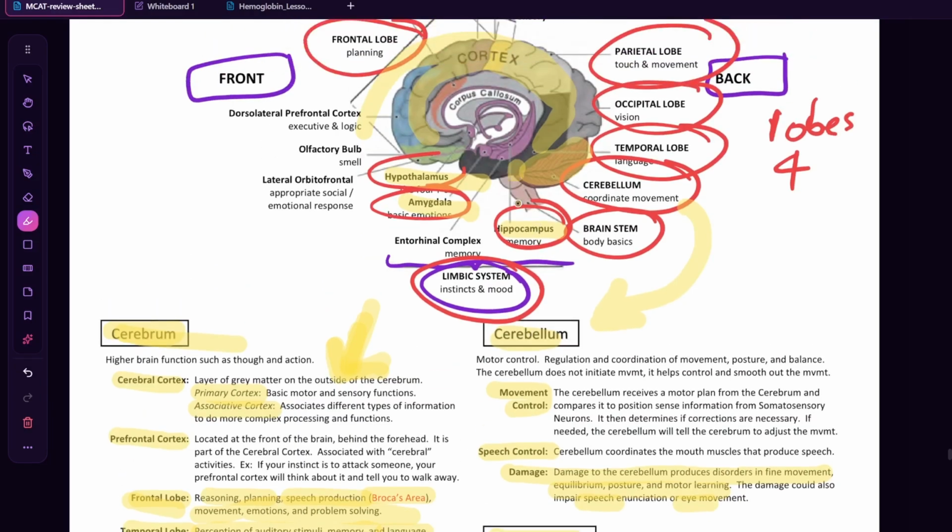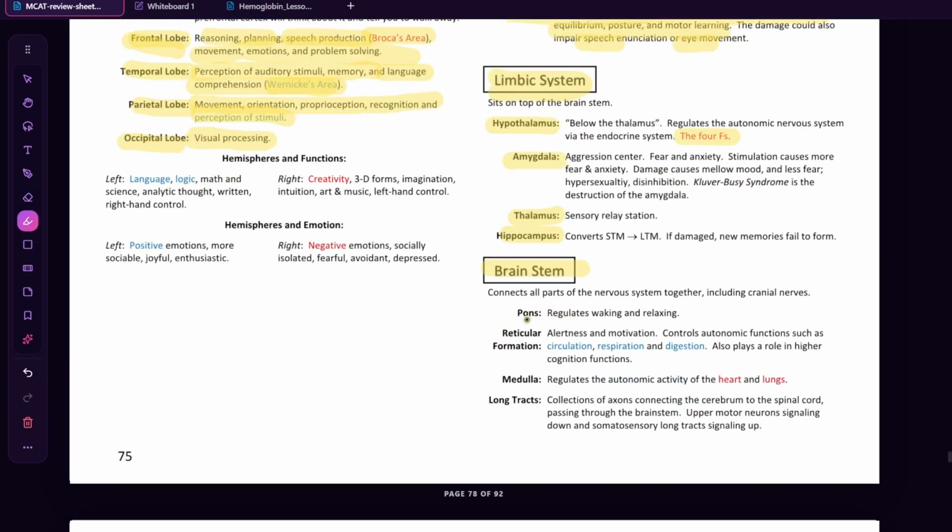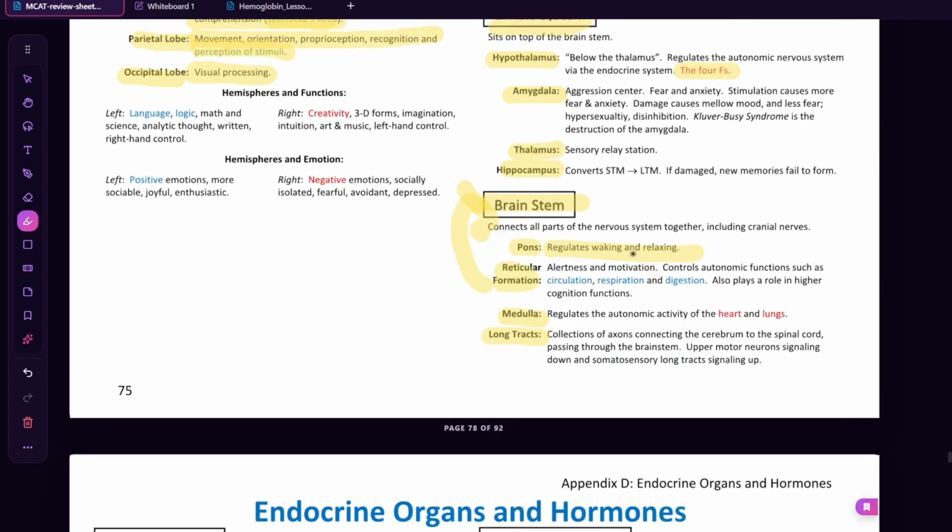Okay, now we can go on to the brainstem, which is literally in the name what you think it is. It's the brainstem. So this is the brainstem, and it's for most of your body's basics. Pons, reticular formation, medulla, and long tracts are all parts of the brainstem. The pons is responsible for your waking and relaxing, so think about sleep, basically. Reticular formation handles alertness, motivation, and also autonomic functions like circulation, respiration, digestion. Medulla regulates autonomic activity of your heart and lungs, so that's really important to memorize.